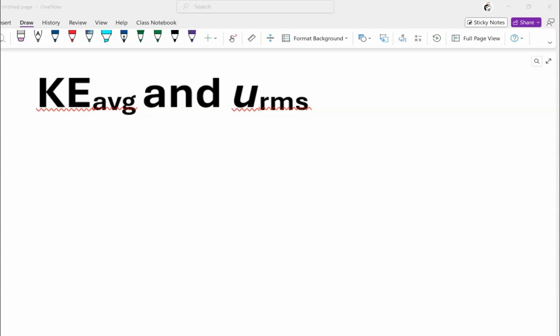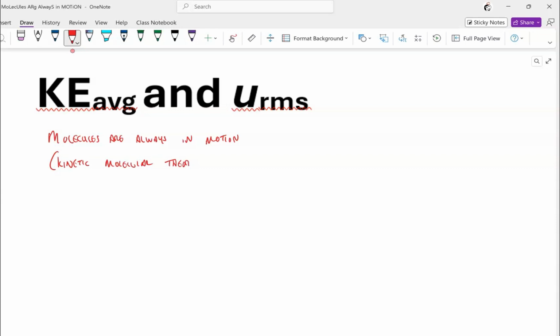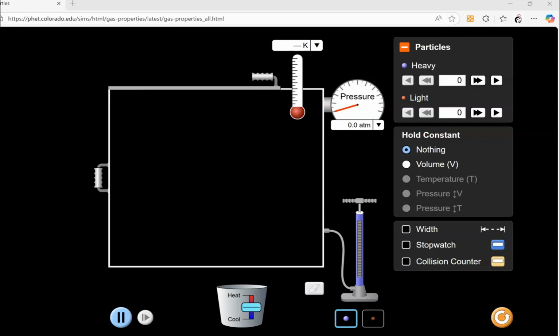Okay, so today we're looking at kinetic energy and velocity of molecules. We're going to start off by saying that molecules are always in motion. Scientists refer to this as kinetic molecular theory. Molecules are always in motion, and what determines how fast they're moving is their temperature.